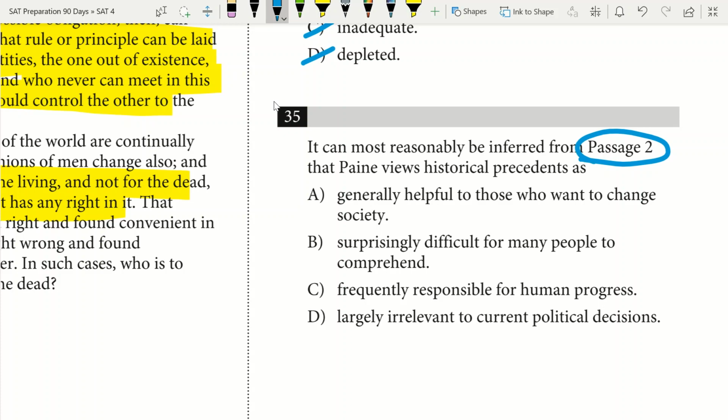So we have option A, generally helpful to those who want to change society. No, he's not saying it's generally helpful to those who want to change society. B, surprisingly difficult for many people to comprehend.